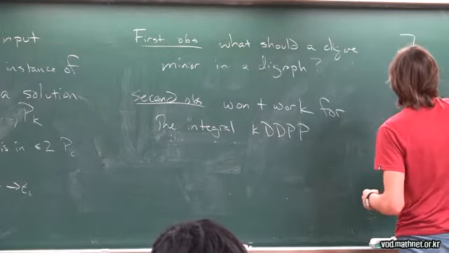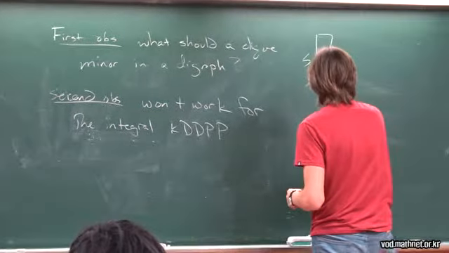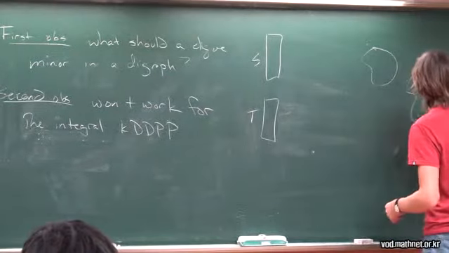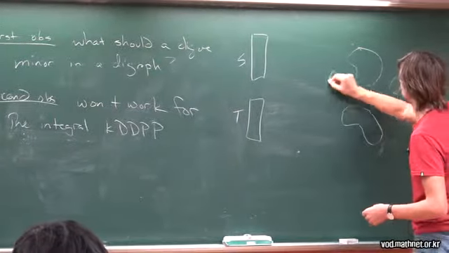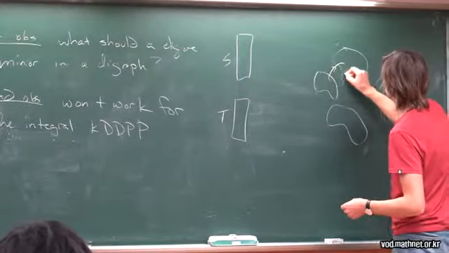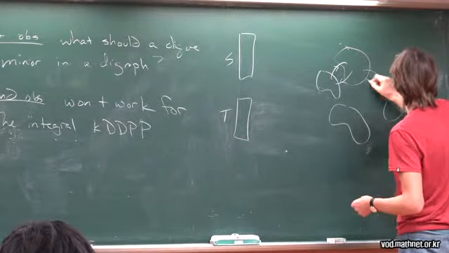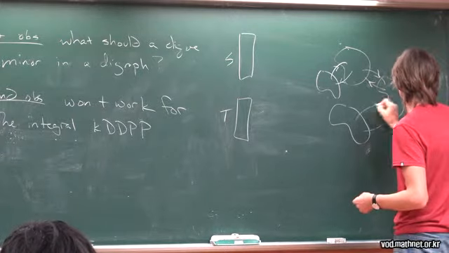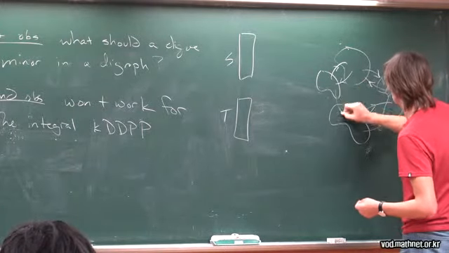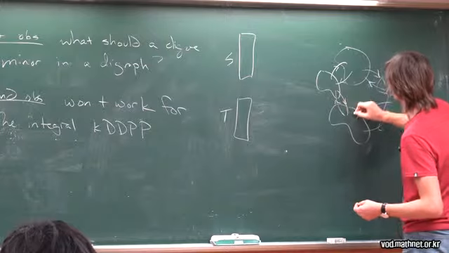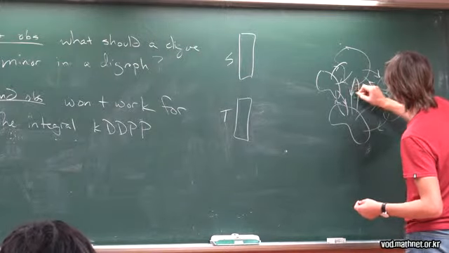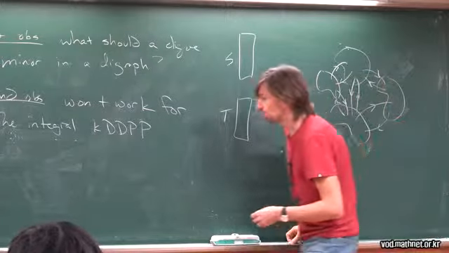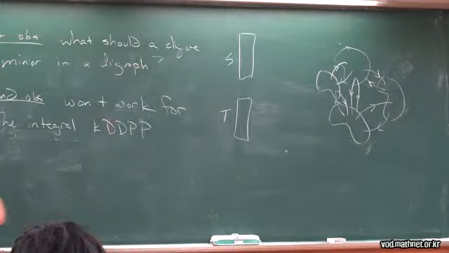So why is that? Well, here's my set S, here's my set T, and assume for the moment that I have a good definition of directed clique minor. So I can link back and forth in either direction from these bags, I don't know. But just what happens in the basic application of Menger's theorem.